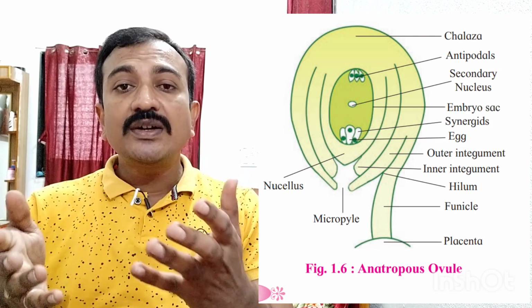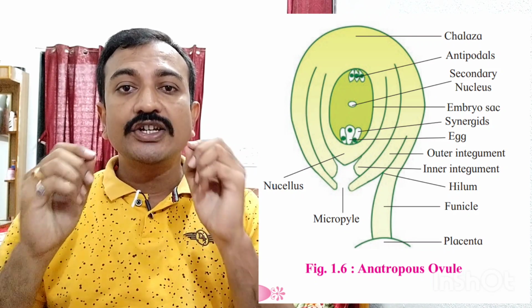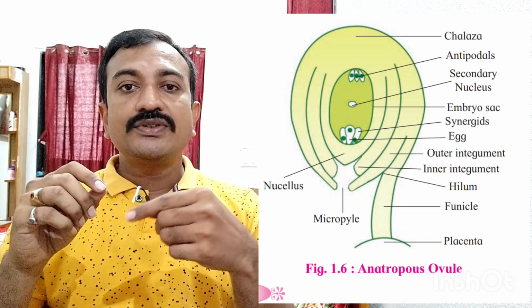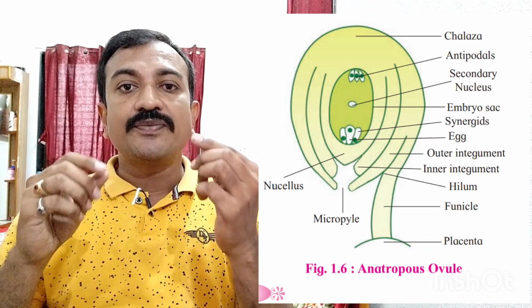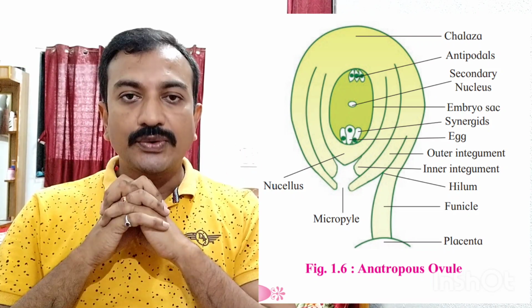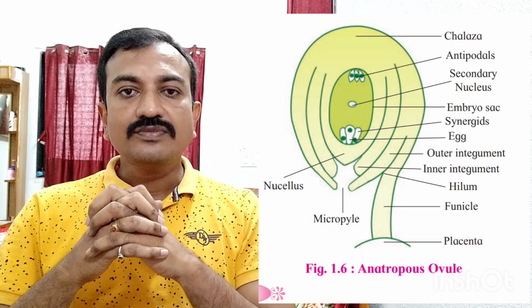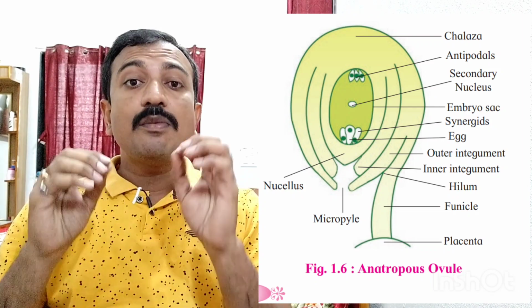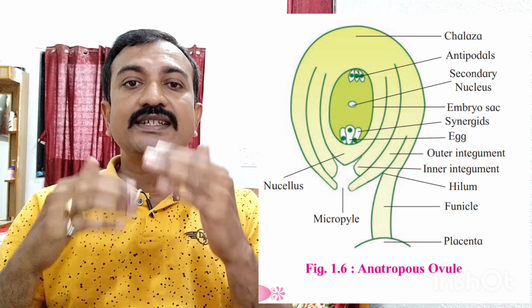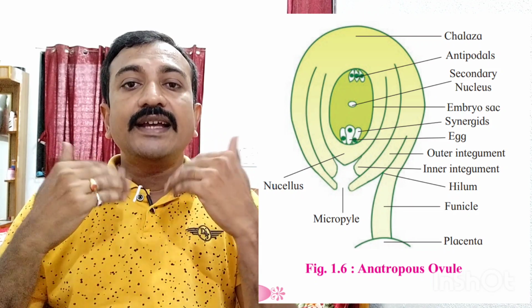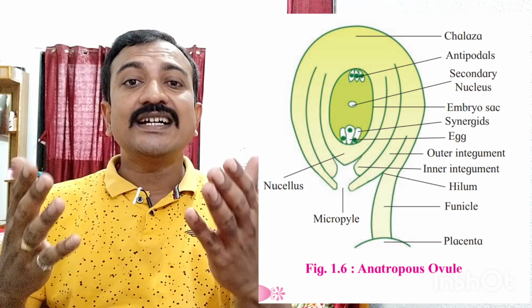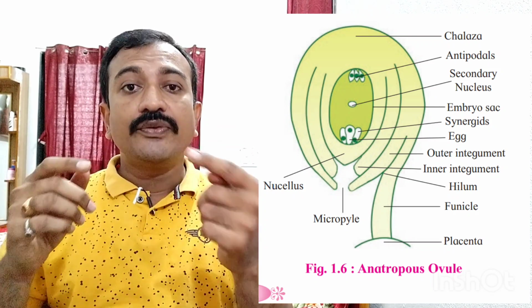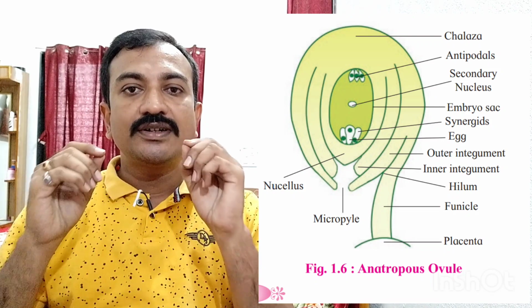Anatropous ovule has different parts like chalaza, integument, nucellus, embryo sac, micropyle, and the part which is called funicle, through which the ovule is attached to the ovary. So we study one by one. The first part of the ovule is chalaza. Chalaza is the base of the ovule, and the end of the ovule where chalaza is present is called the chalazal end, and the opposite end where micropyle is present is called the micropylar end.